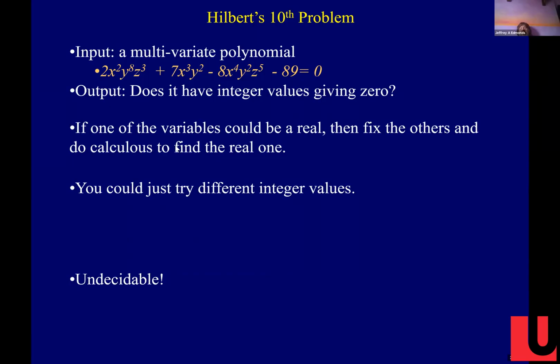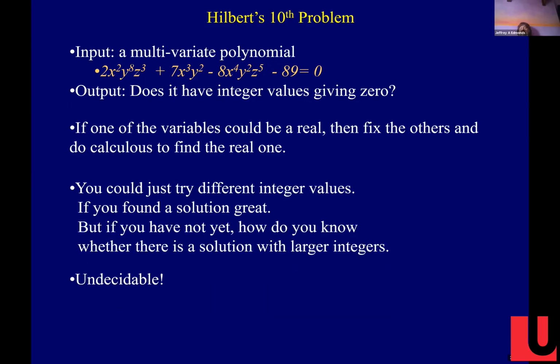You could say, well, I could just try different integers until I find a solution that works. If you found a solution, that's great. But if you don't find a set of integers, then you don't know. Maybe there are larger and larger integers that give you a solution. And so it's undecidable.